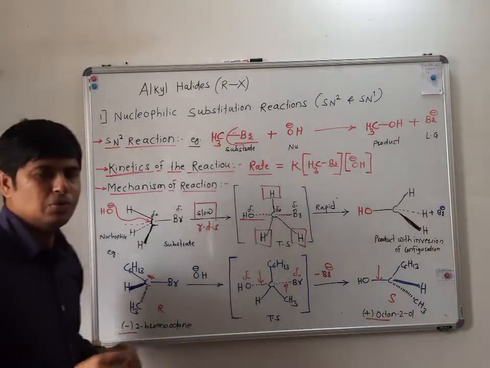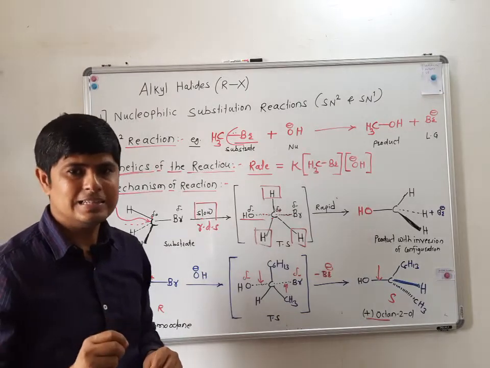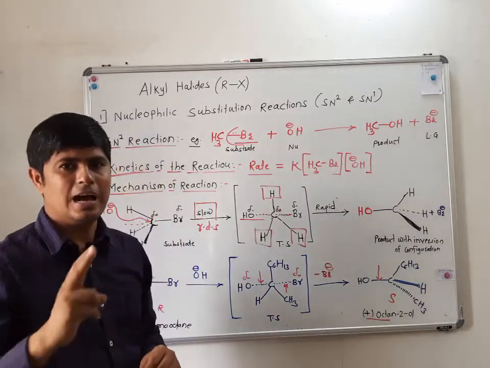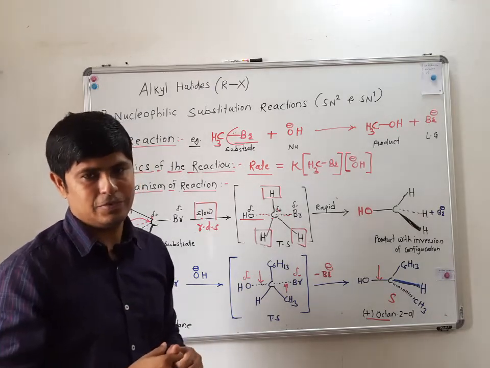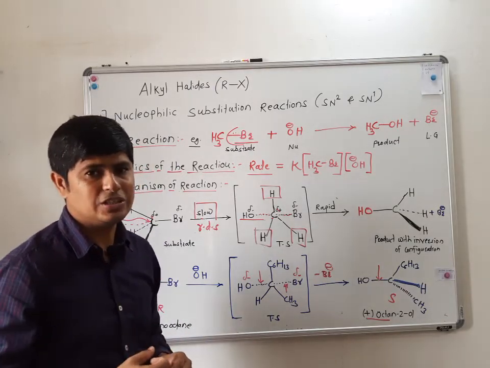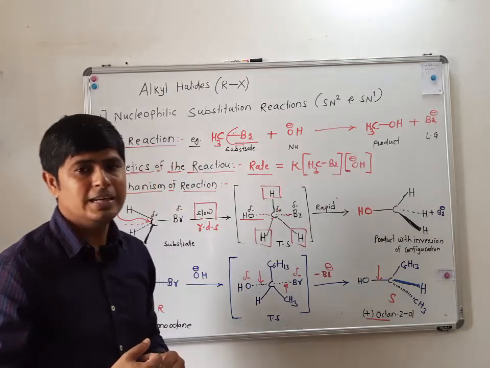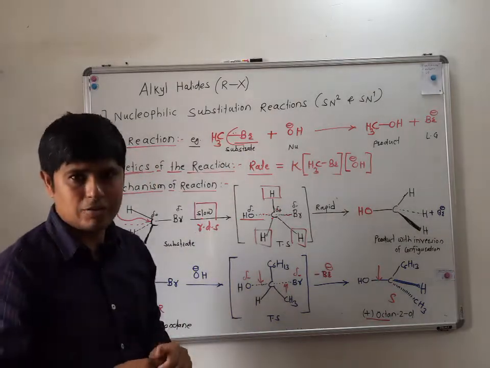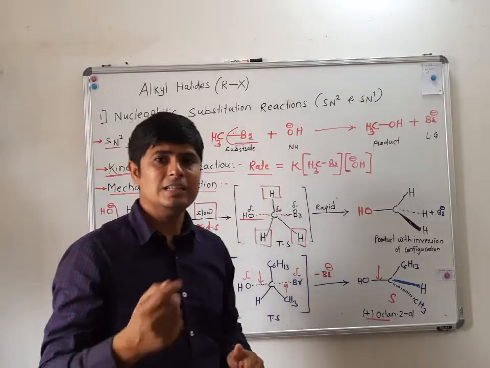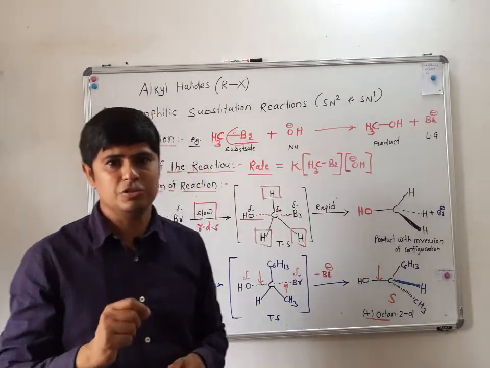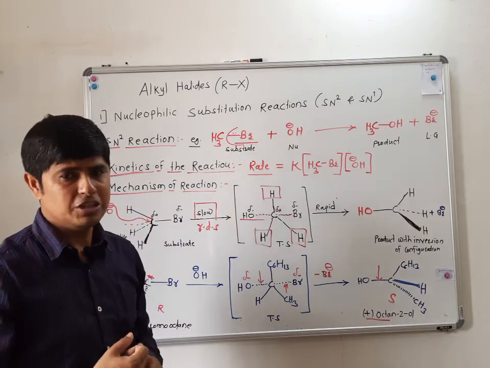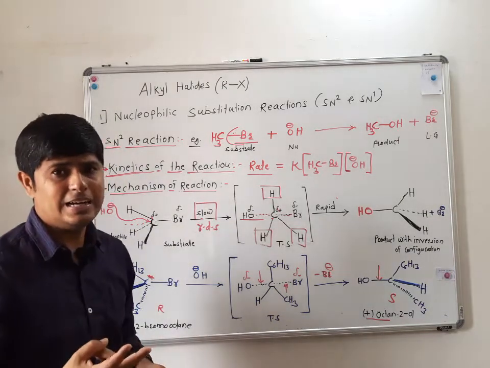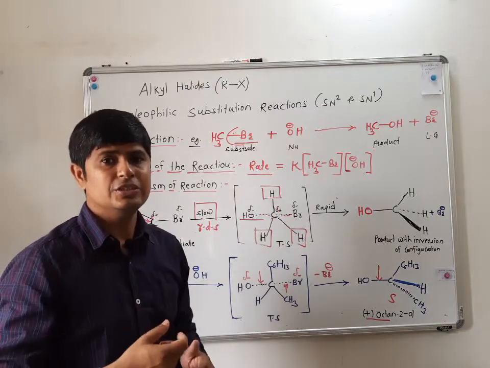Now we know alkyl halides undergo two types of reactions very commonly. Which are these two types of reaction that alkyl halides undergo very easily? One is substitution reaction, and the second one is elimination reaction. These two reactions alkyl halides undergo very generally.